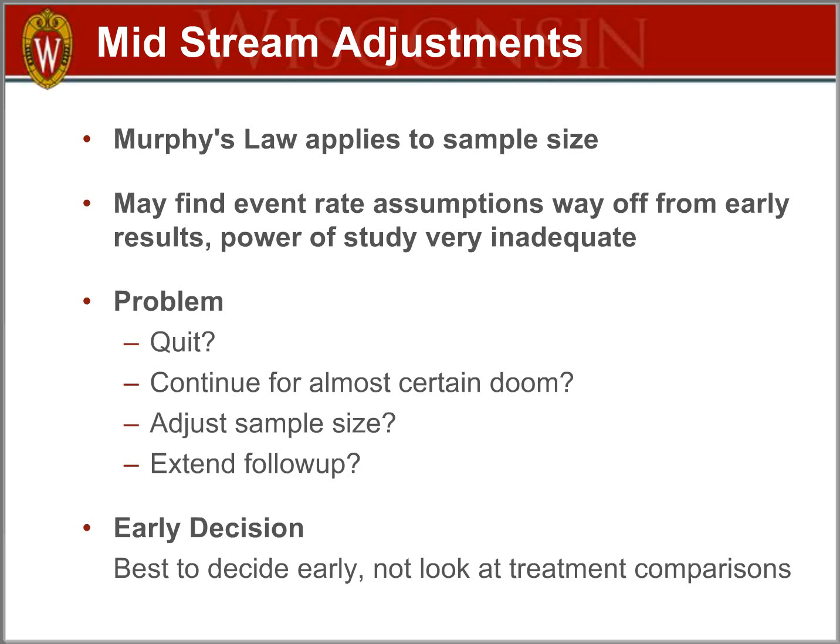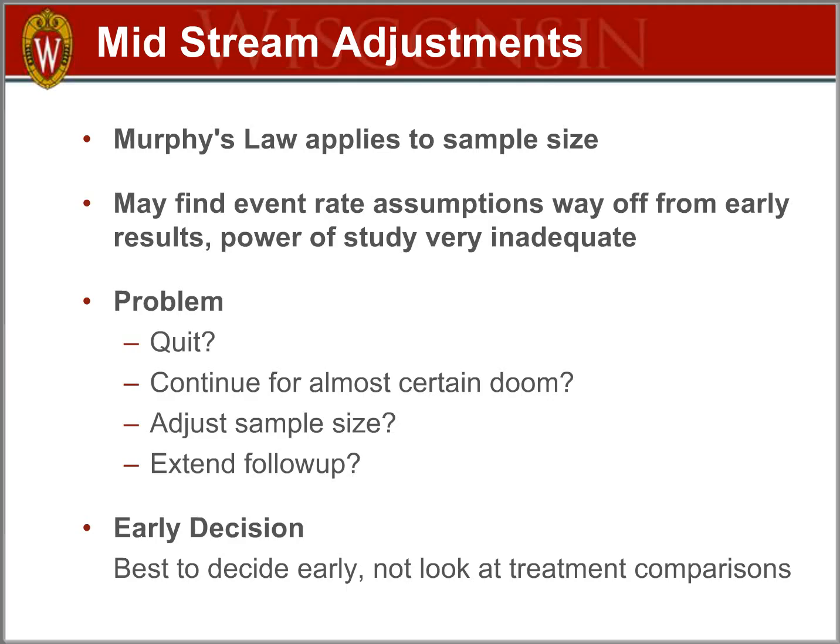Or do you take the stubborn approach and say, I'm going to continue on and finish what I started no matter what, but realizing that there's certain doom that you'll be successful? Or can I adjust the sample size in some way that would allow me to rescue this design? Or perhaps I can extend follow-up if I'm looking at a time to an event study. In other words, can I make some mid-course corrections or adaptations?